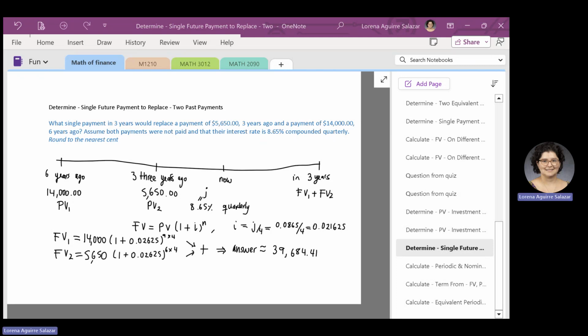So we found the value of money from 6 years ago and 3 years ago in 3 years. We added those values up. That gives us a single payment that would replace the payment of $5650 3 years ago and $14,000 6 years ago.